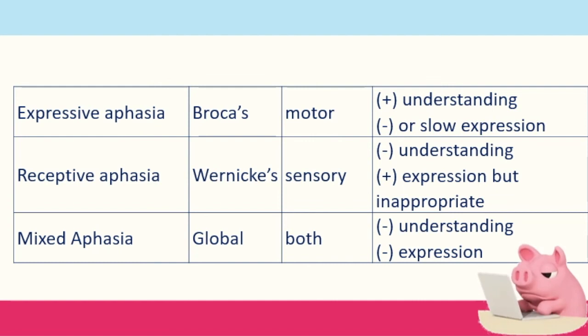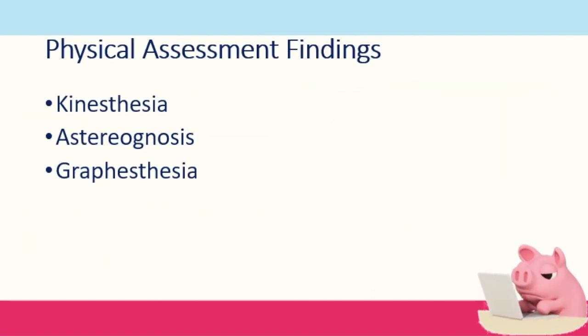Okay, so class, the sad part there is expressive aphasia, because you know why? They understand what you're talking about. And as much as they would want to convey to you their own idea about your topic, they are unable to do so. Okay, or if they are able to do so, there is slowing of movement. Then class, other than that, other physical findings would be your kinesthesia, astereognosis, and graphesthesia.